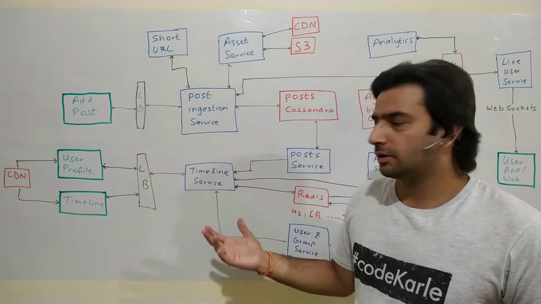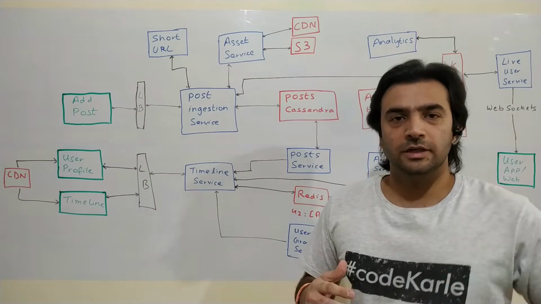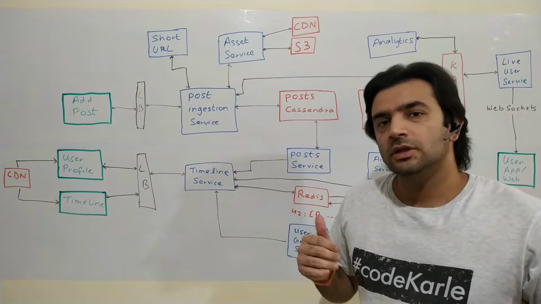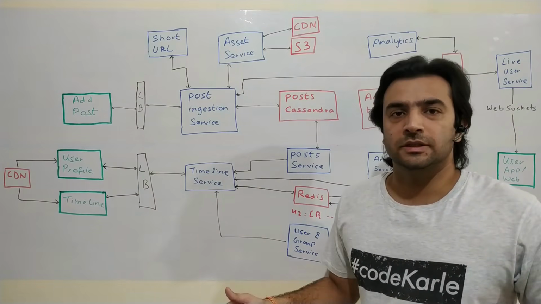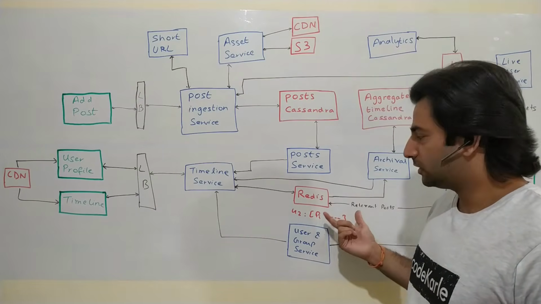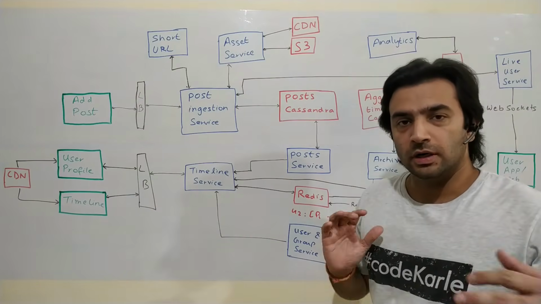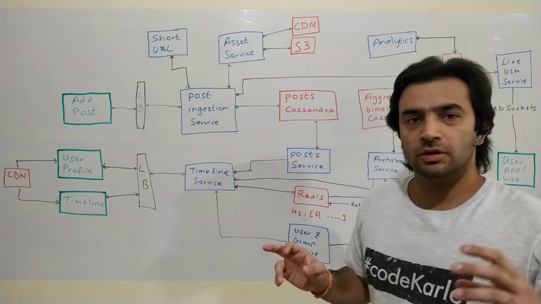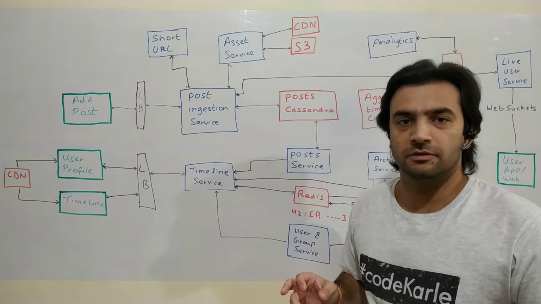So whenever a particular user's timeline needs to be shown, it queries user and group service and figures out the list of users that this person is friends with. And it queries the user timeline from here, which has the posts of all the regular, normal users. And then it also knows the famous users that this person is friends with.